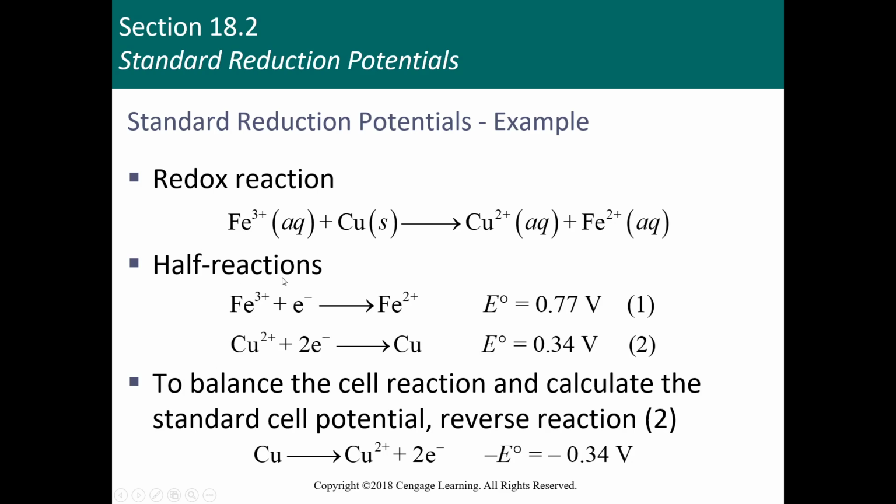So when we try to balance the cell reaction and calculate your standard cell potential, you have to reverse this second reaction right here because we have copper on the reactant side. So we need to flip this like so. And so we have flipped it. We flipped the sign so it's negative. Remember, you don't have to do any multiplication.